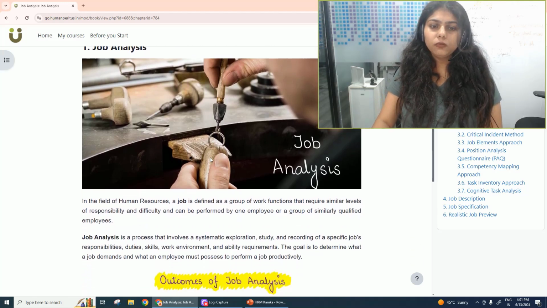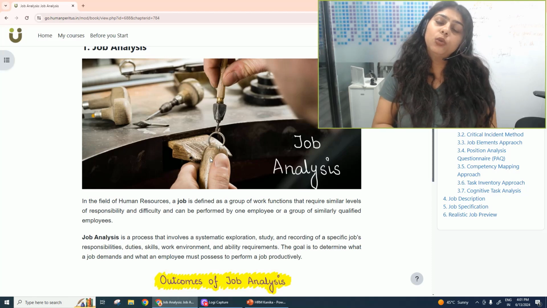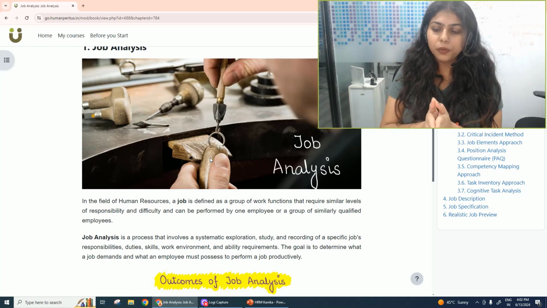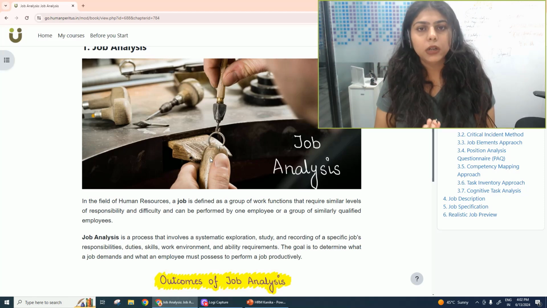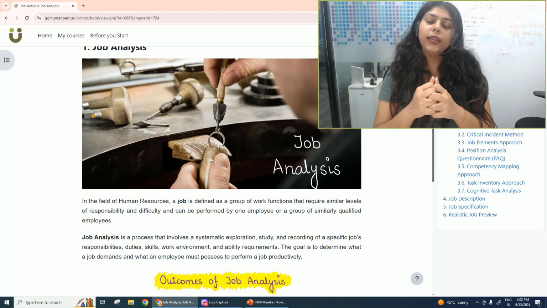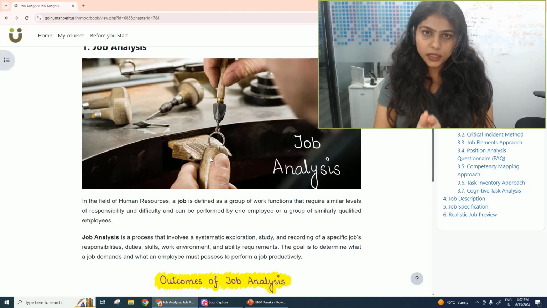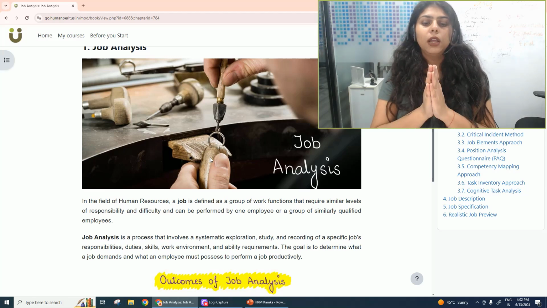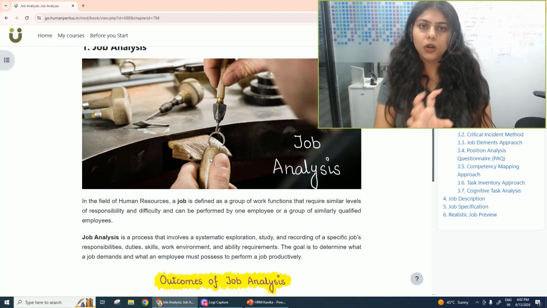So, going by the definition, a job is a group of work functions. Now, what are work functions? A job is a broader term which includes small tasks. Here, these tasks are named as work functions. So, the group of work functions is called a job.